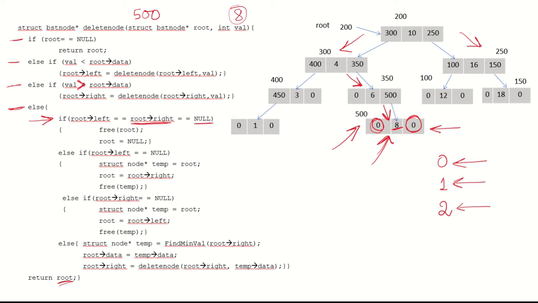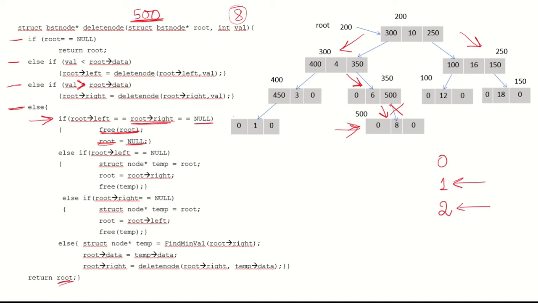So what we have to do is, that means we have reached a child node over here, and in this case, if it is a child node, what are we supposed to do? We have to simply break this link and free the space that was being occupied by this particular node. So we will do free root. Root is currently having a value 500. So whatever space was being occupied by this node at address 500 is going to be freed. Now we are going to make the value of root equal to null.